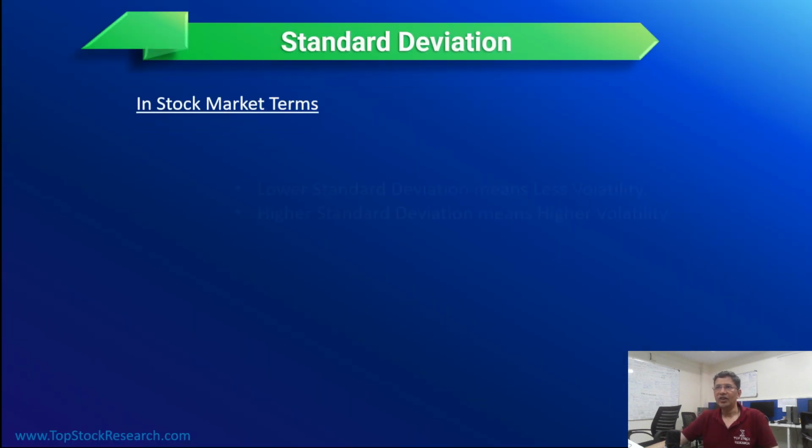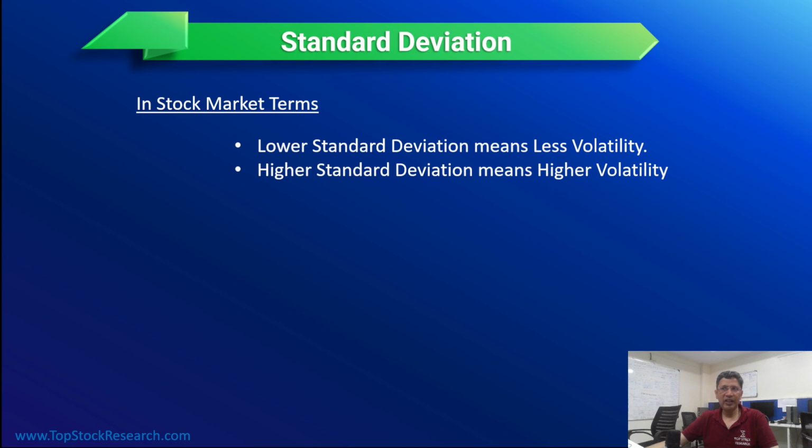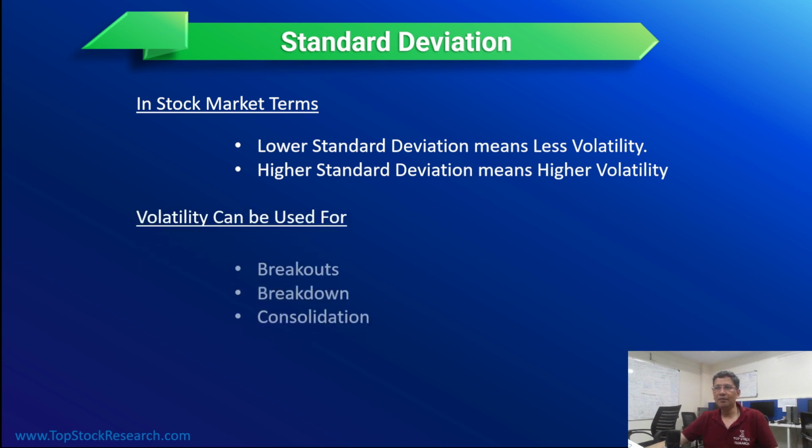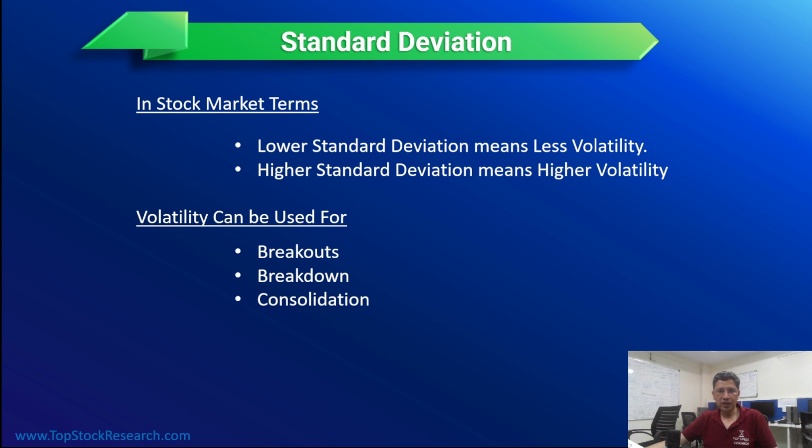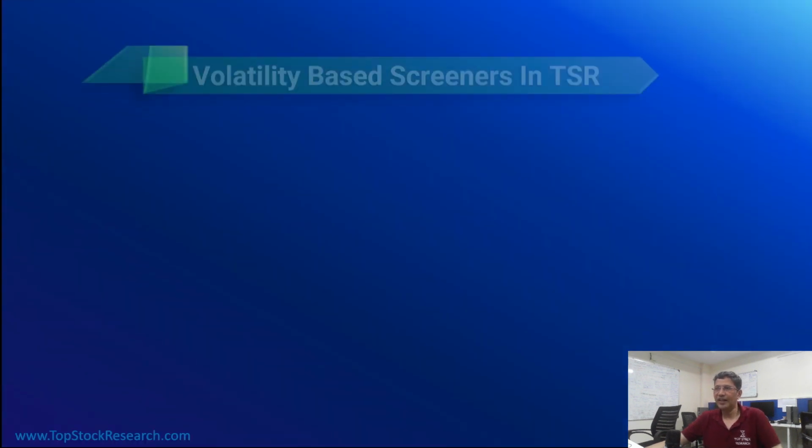Okay. Standard deviation in market terms: lower standard deviation, low volatility; higher standard deviation, high volatility, which we have seen. Volatility can be used for identifying potential breakouts, breakdowns, or consolidation, right? Lower volatility means it's consolidating. We'll see that in coming slides.